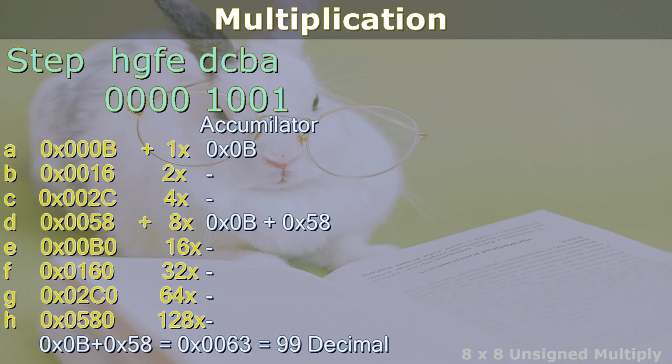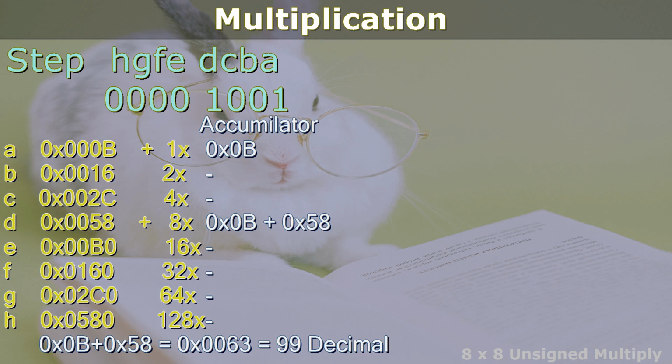Now notice, instead of multiplying 9 times 11, we could have multiplied 11 times 9 and got the same result, and it would have been a little bit faster because there's only 2 bits set in the 9, so there would only be 2 additions to the accumulator. In that case, we would have B and B plus 58, and when we get to the end, B plus 58 is equal to 63 hex, or 99 decimal. It comes out the same either way, but it's quicker to scan through the byte that has the least number of ones set.